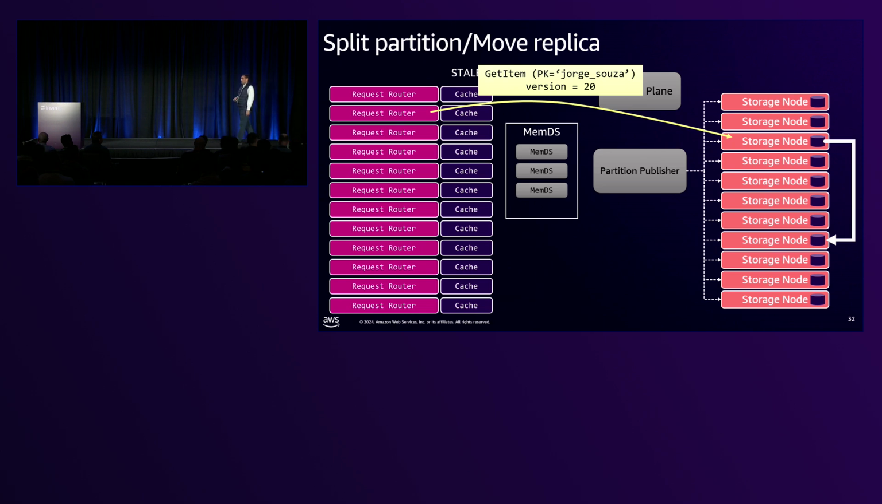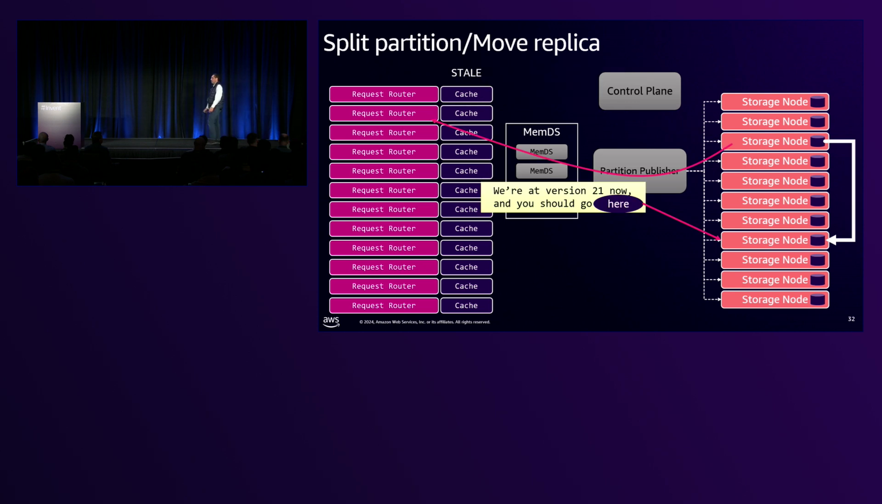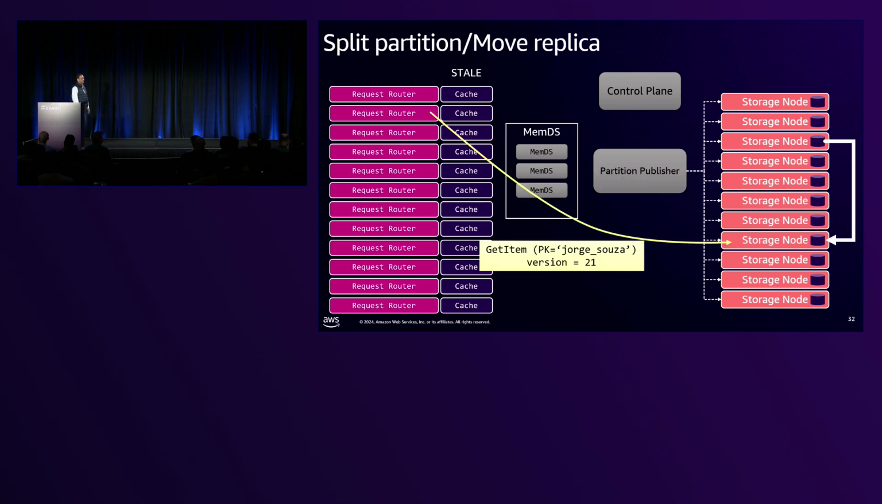So the storage node knows, I don't have that data anymore. It says, I'm sorry, I don't have it. I'm at version 21, and maybe the place you need to go is here. Okay. The request router updates its local cache.